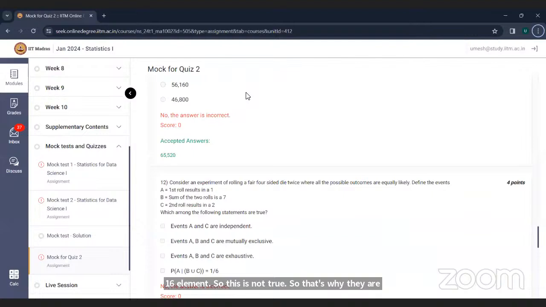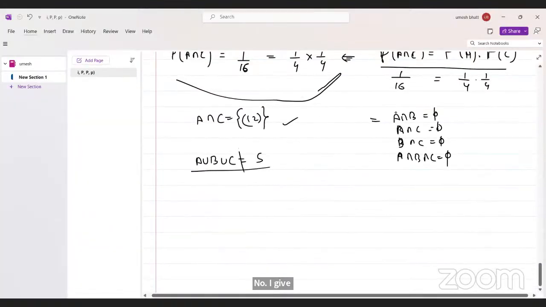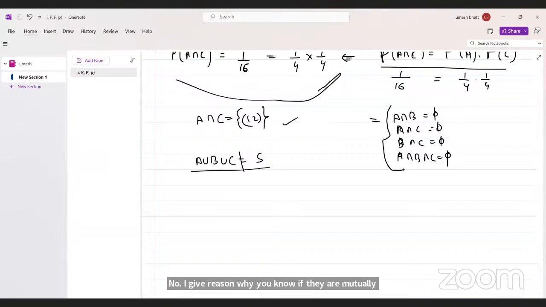Okay, now the fourth option. Are they mutually exclusive or not? No. I gave the reason why it is no. If they are mutually exclusive, then all these four conditions are true. There is no common element in between. If I have n sets and I choose any of them, their intersection must be empty. But here A intersection C is 1, 2, which is not empty. That's why they are not mutually exclusive.